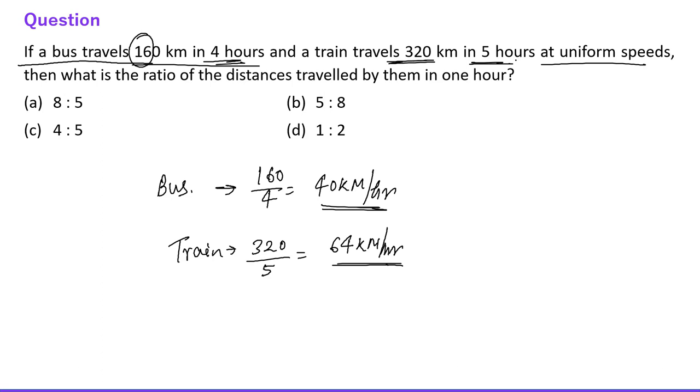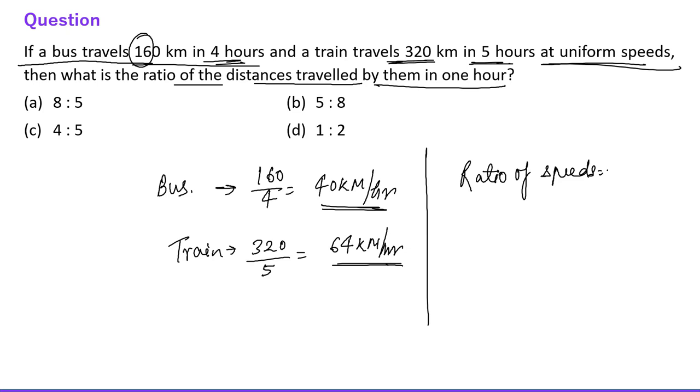Right? Okay. Question is, a bus travels 160 in 4 hours and train travels 320 in 5 hours at uniform speeds. Then what is the ratio of the distance traveled by them in 1 hour? See everyone, the ratio of distance traveled by them is the ratio of the speeds only, right? So ratio of distance is equal to ratio of speeds. So obviously, what they are asking, bus is to train we need to find.